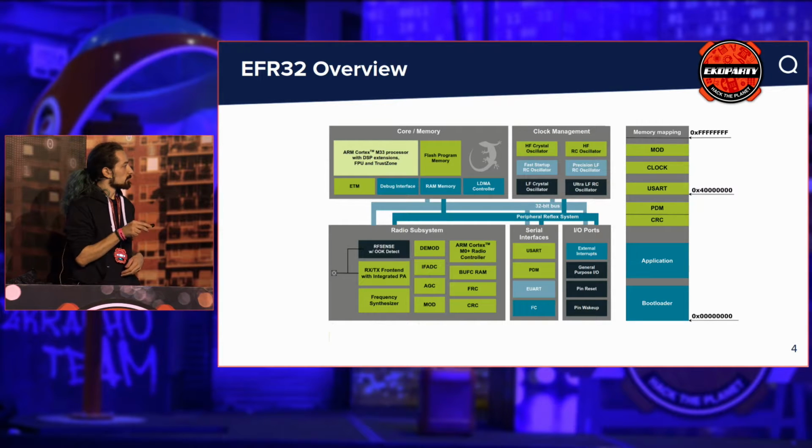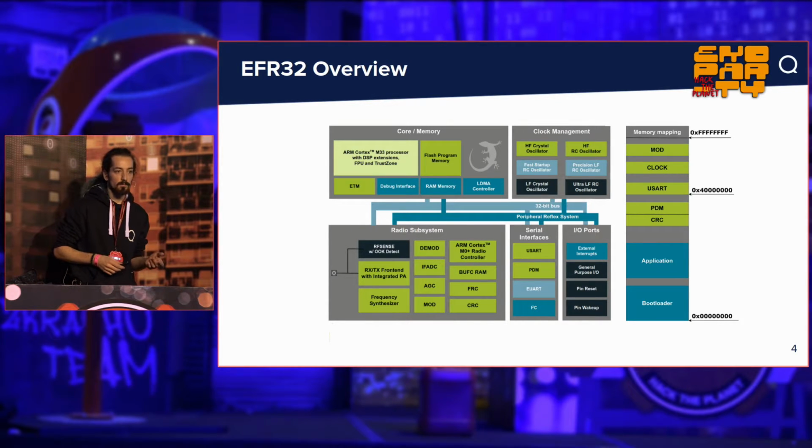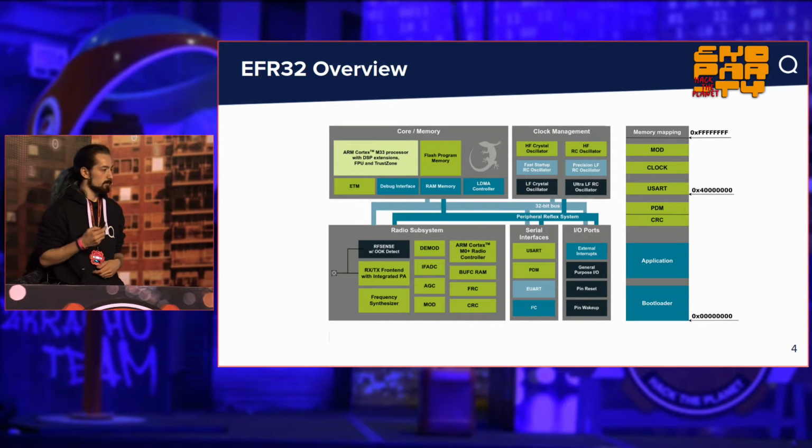So here on the left, you have the memory mapping, which starts at the address 0 with the bootloader. Then there is the application, and the higher addresses are reserved for the peripherals. These chips are specially made to communicate over wireless protocols such as Bluetooth Low Energy. So let's speak a bit about it.